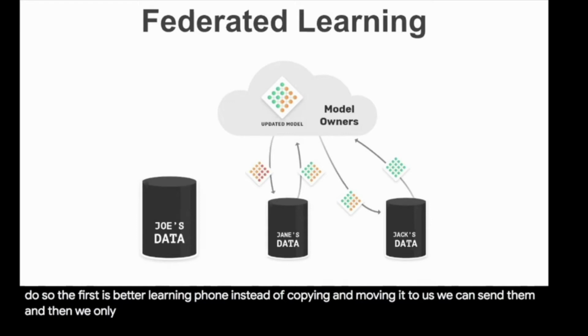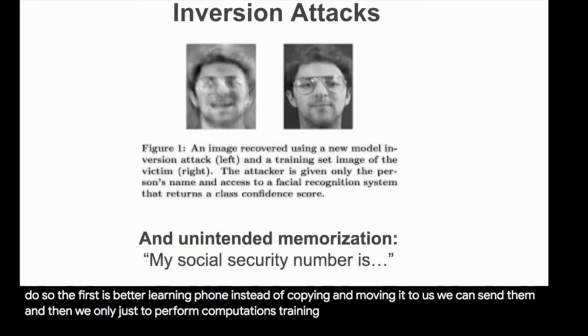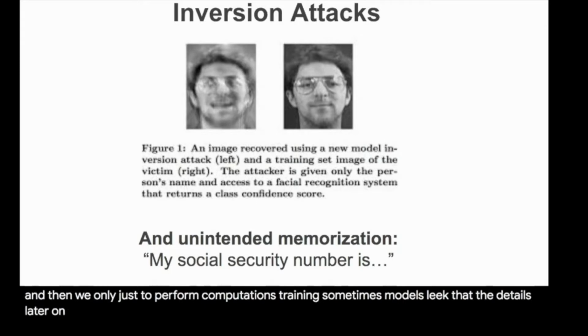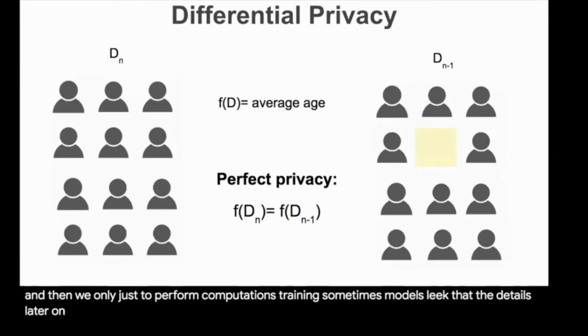This solves one problem, because the data doesn't need to be copied and sent everywhere just to perform computations, training, or stats on it. And that's a big step forward. But sometimes models can memorize details about the data that they've trained on, and they can leak those details later on. So in a famous inversion attack, for example, they reconstructed a face from the training data. And another famous example probed a text predictor to expose social insurance numbers in the dataset. So this is where other techniques can be handy.